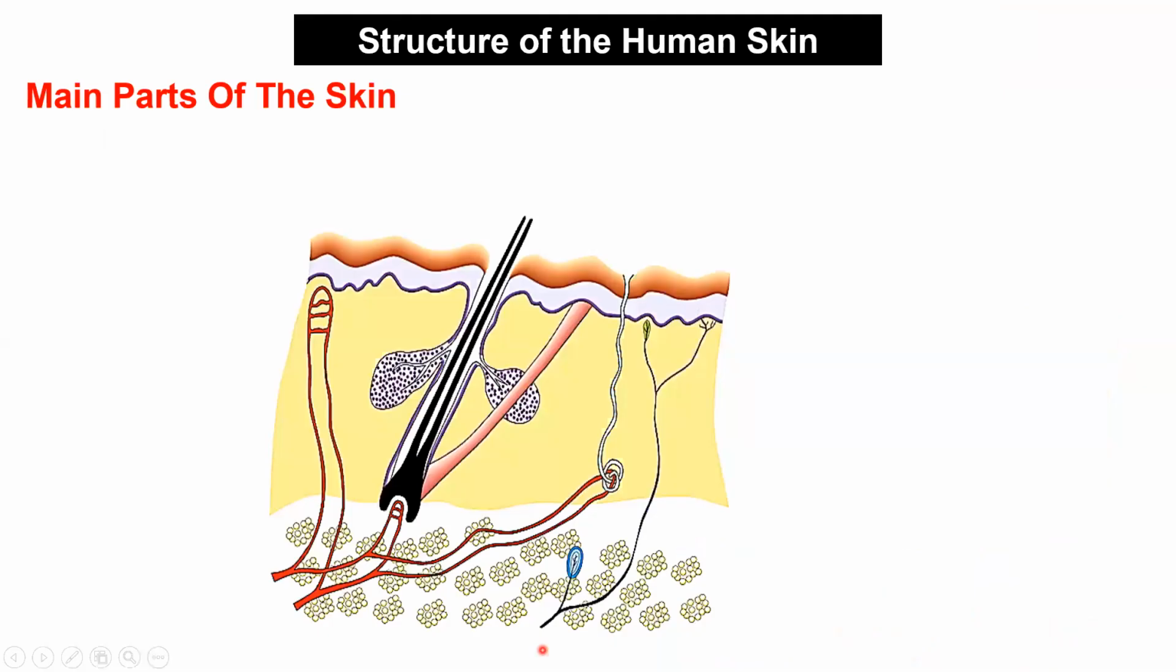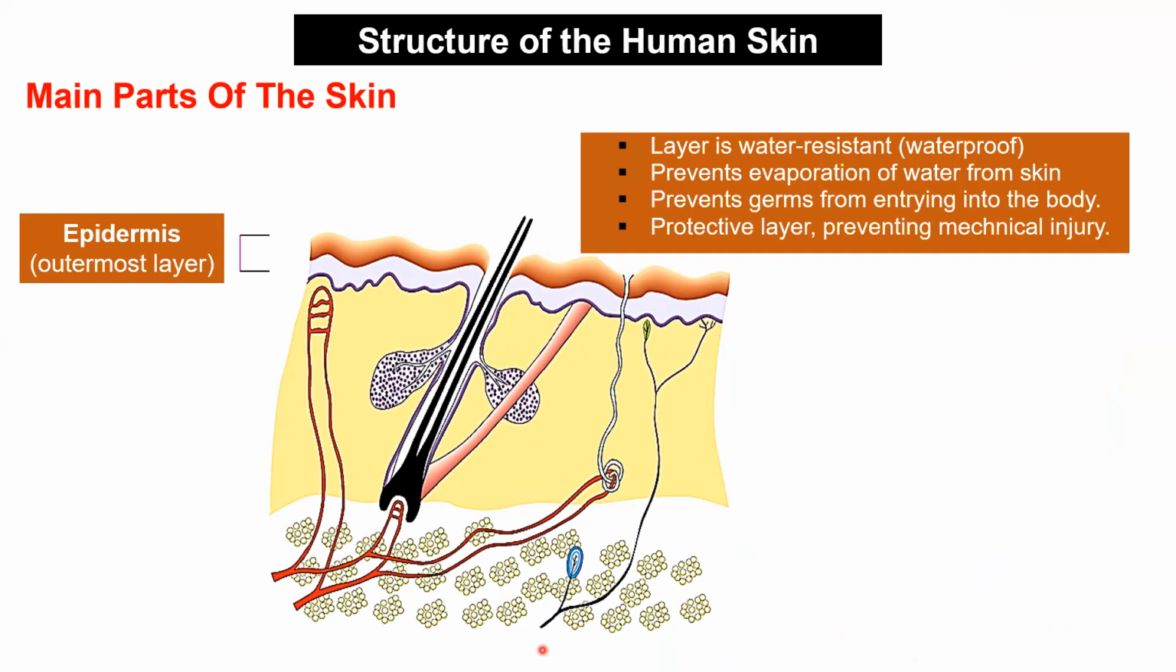Okay, let's have a look at the main parts of the skin, their names and their functions. First one is the epidermis, the dead, outermost layer, and it has these functions. It is waterproof, water resistant, so it prevents the evaporation of water from the skin. So you are protected from dehydration or excessive water loss. As it is dead, it prevents germ entry, and it is the layer which protects inner layers from mechanical injury.